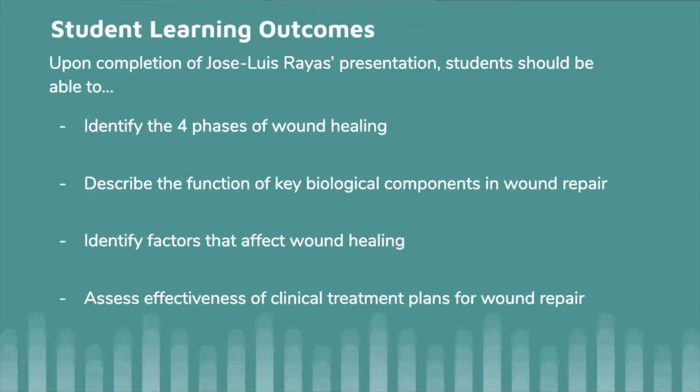So, student learning outcomes. Upon completion of this presentation, you, the student, should be able to identify the four phases of wound healing, describe the function of key biological components in wound repair, identify factors that affect wound healing, and assess the effectiveness of clinical treatment plans for wound repair.